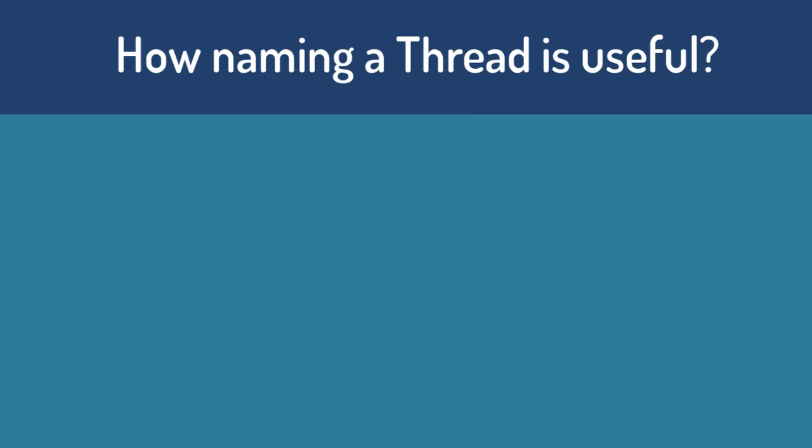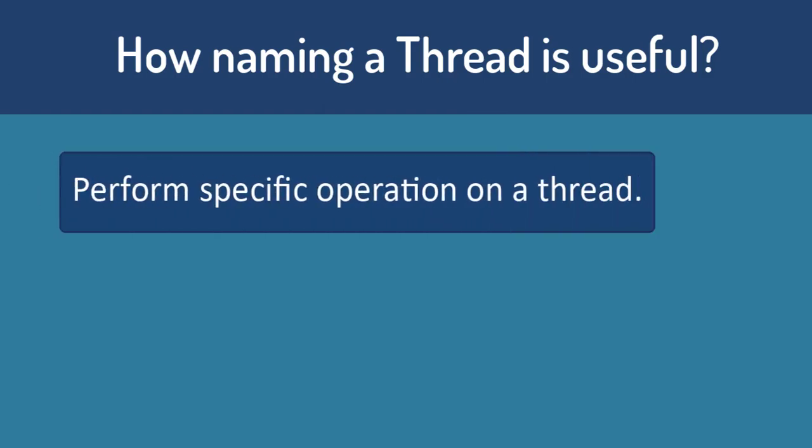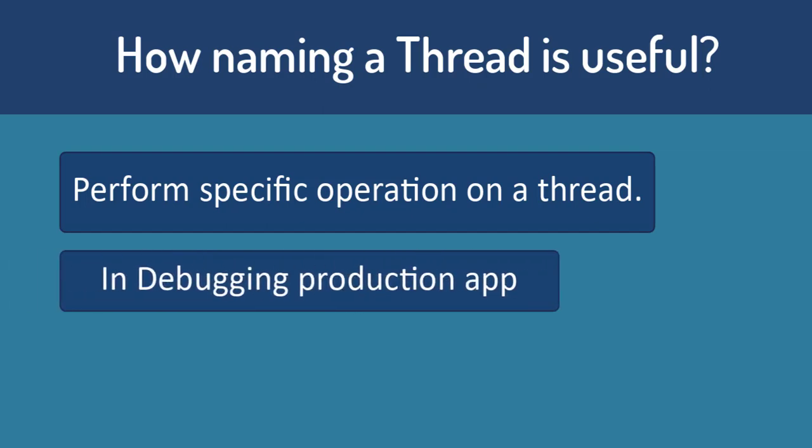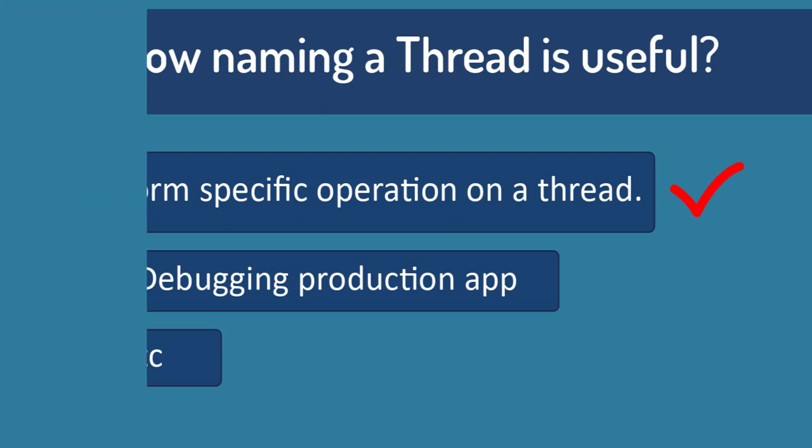The first point is we can perform a specific operation on a thread by using its name. We can put that particular thread in a waiting state, etc. The second point is that we can use this name while debugging our application in production and easily identify the faulty threads which failed in execution. And also there are many other things we can do with the thread name, but we'll cover only the first point in this lecture. Let's see that in action.